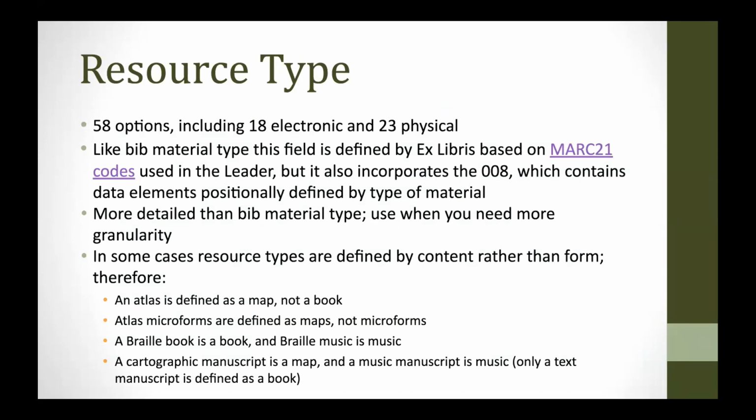So this is used as the secondary filter in our reports because it is a much wider net that you're casting. And just be careful with these. If you haven't used this before, these are defined by content rather than form, which is a general cataloging rule anyway. But therefore, an atlas is defined as a map, not as a book. Atlas microforms are defined as maps, not microforms, and so on.